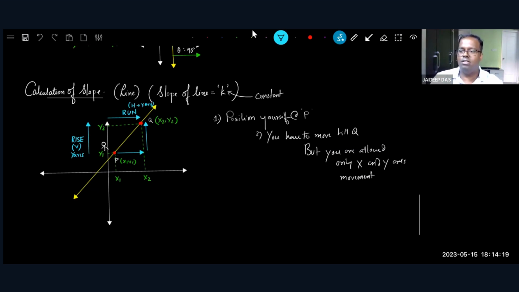First find two points, then position yourself at P, and your idea is to reach Q, but you are constrained. You cannot move the way you want. You can only move on the x and y axes. So either you run and then rise, or you rise and then run. The choice is yours.